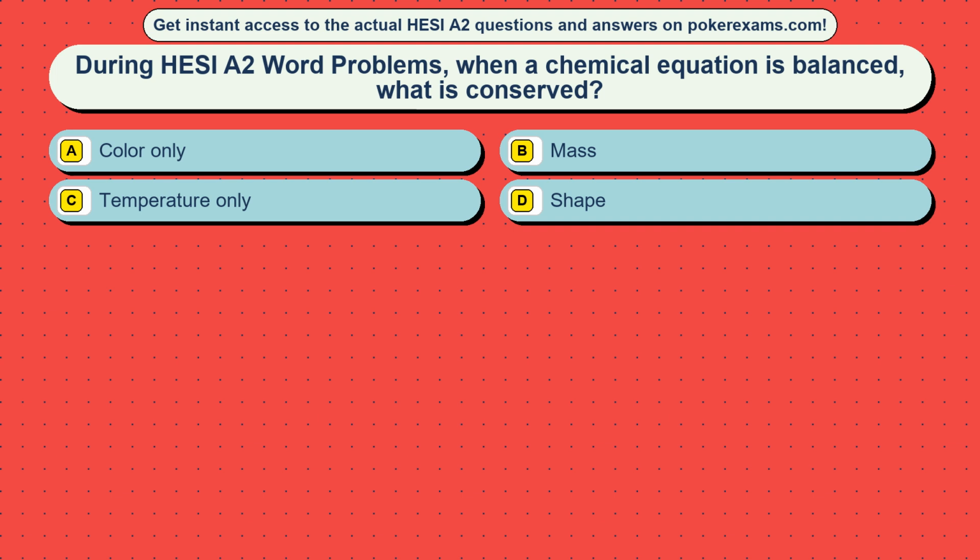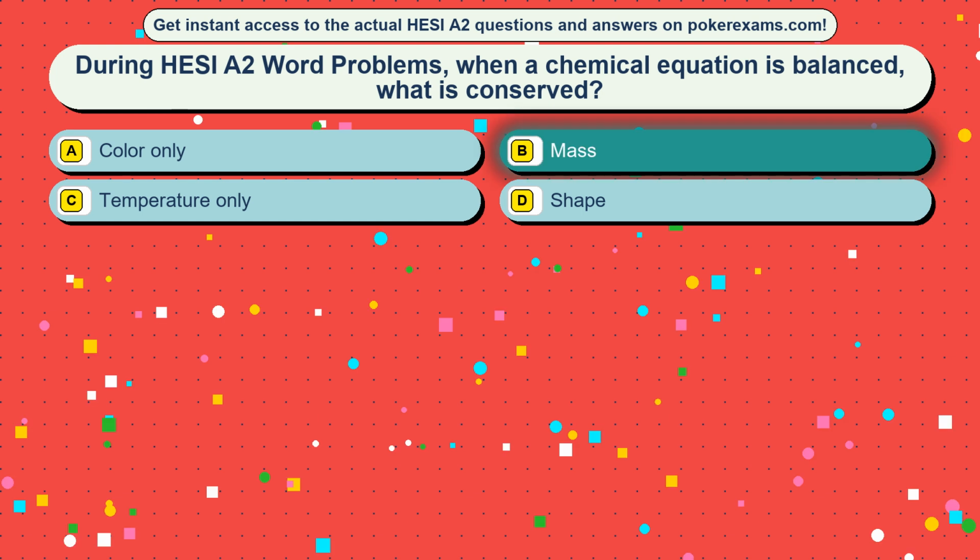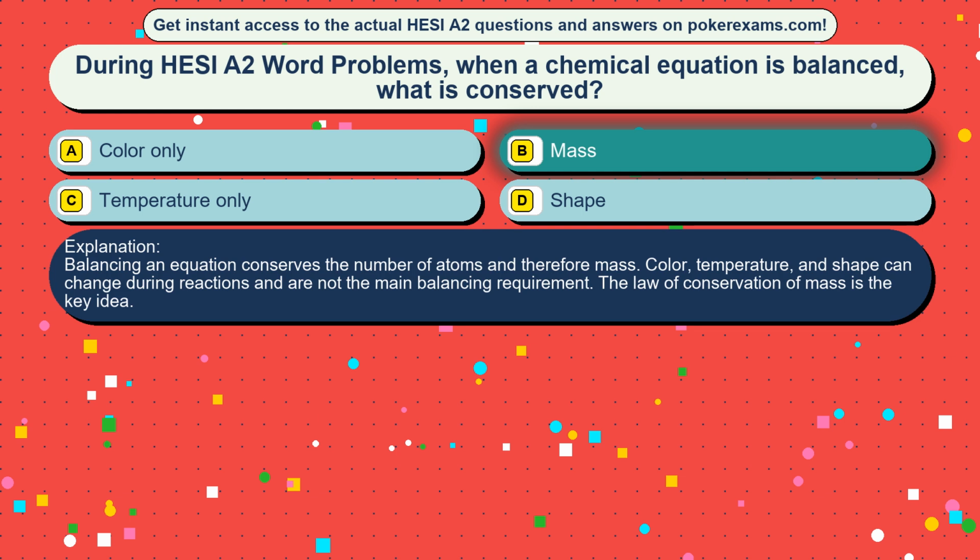Question 1. During HESI A2 word problems, when a chemical equation is balanced, what is conserved? Option A, color only. Option B, mass. Option C, temperature only. Option D, shape. The correct answer is option B, mass. Balancing an equation conserves the number of atoms and therefore mass. Color, temperature, and shape can change during reactions and are not the main balancing requirement. The law of conservation of mass is the key idea.